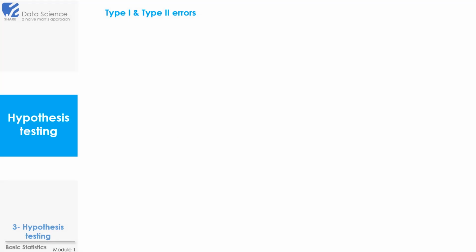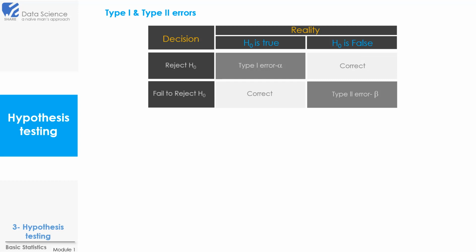Now there are two types of error that are associated with hypothesis testing. Type 1 error, alpha, and type 2 error, beta. As you can see in the table shown here, we commit type 1 error alpha, which is also known as significance level, when we wrongly reject the null hypothesis, although it is actually true.